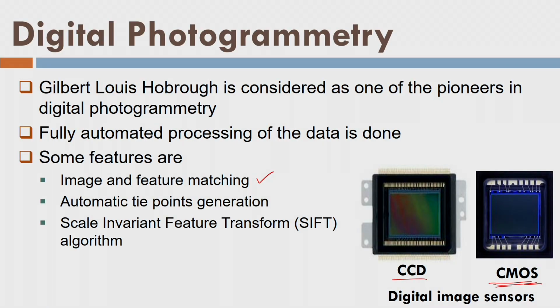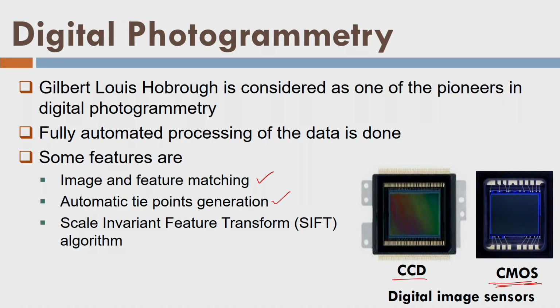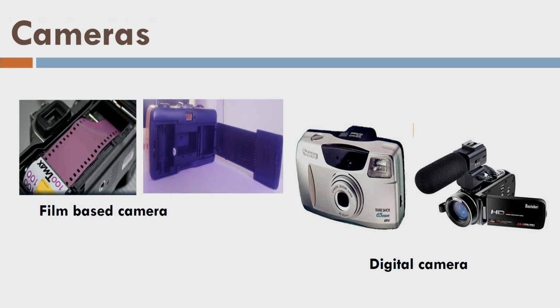Then we have automatic tie point generation. Let us try to remember these right now, and we will talk about them in detail in coming lectures. Then we have an important development, the scale invariant feature transform, the SIFT algorithm, and this is very, very important in the era of digital photogrammetry.